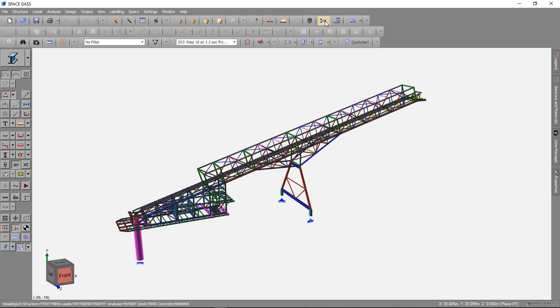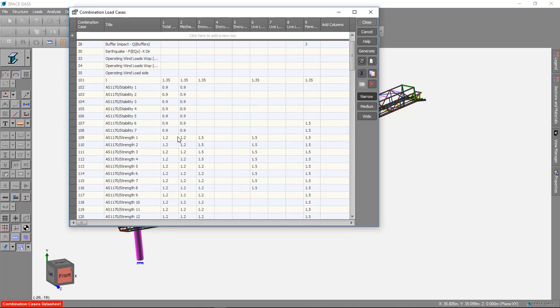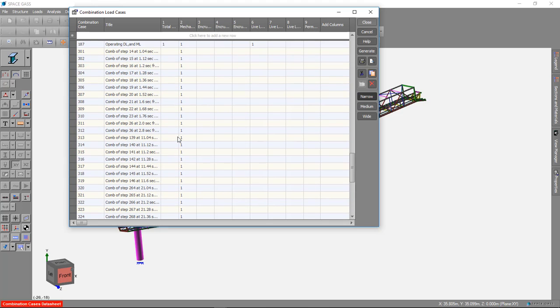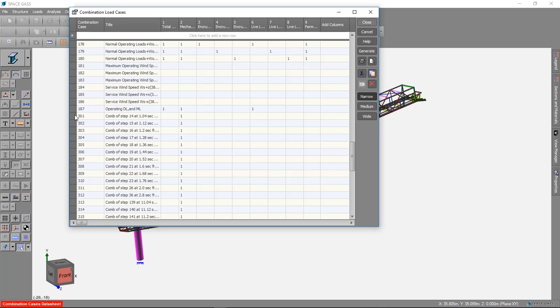So if we look in the combinations data sheet and just scroll down, you can see here's our combinations now starting with 301. So if I click on that, you can see that's a combination of load case 2 factored by 1 plus step load case 201 factored by 1, and then 302 is 2 plus 202, 303 is 2 plus 203, etc.